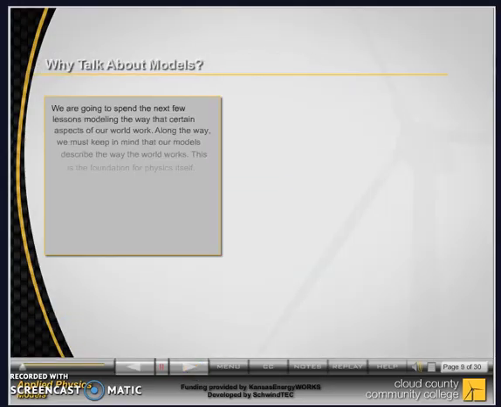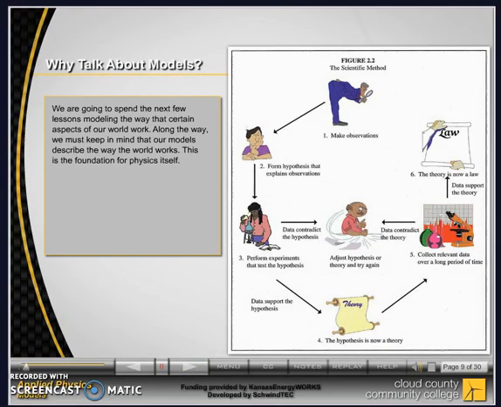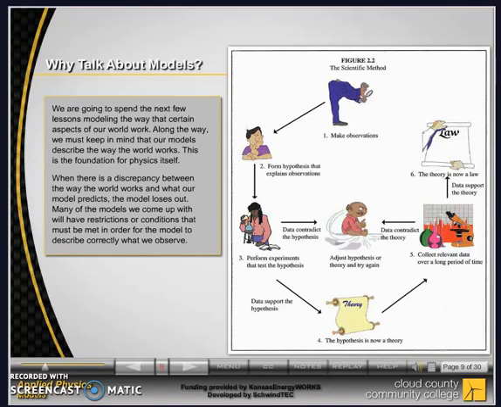We are going to spend the next few lessons modeling the way that certain aspects of our world work. Along the way, we must keep in mind that our models describe the way the world works. This is the foundation for physics itself. When there is a discrepancy between the way the world works and what our model predicts, the model loses out.